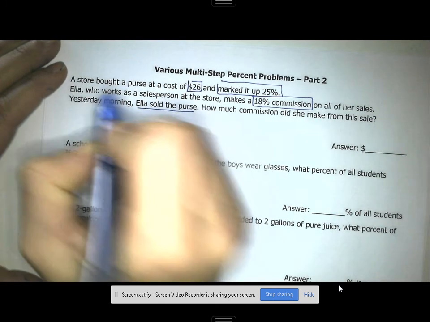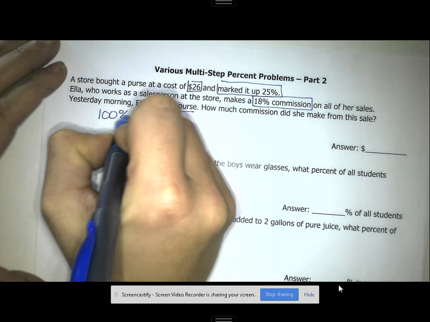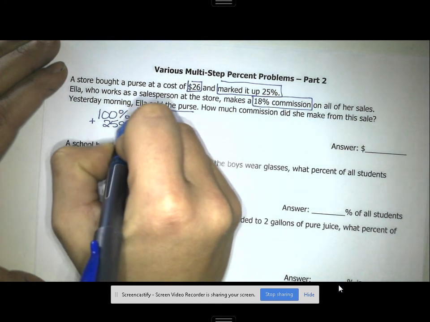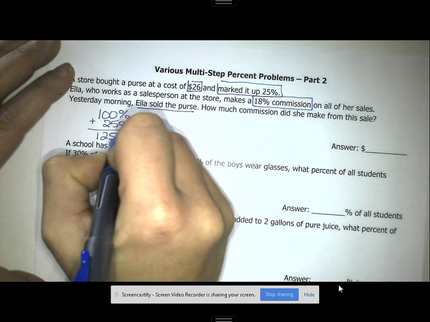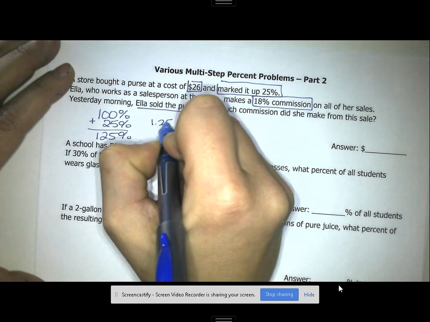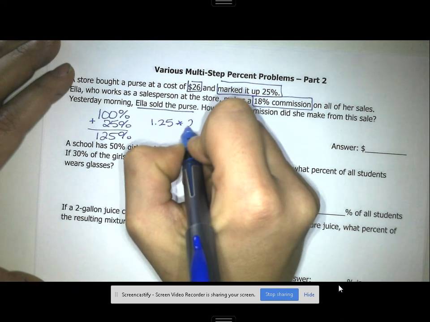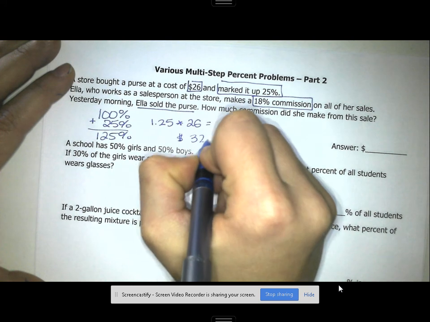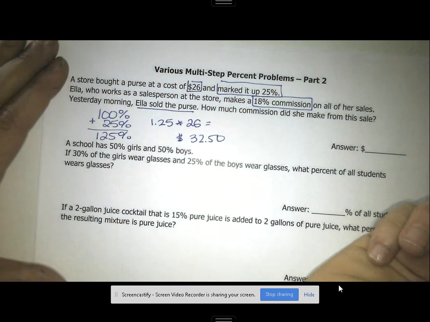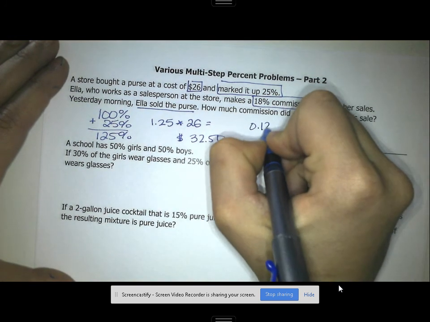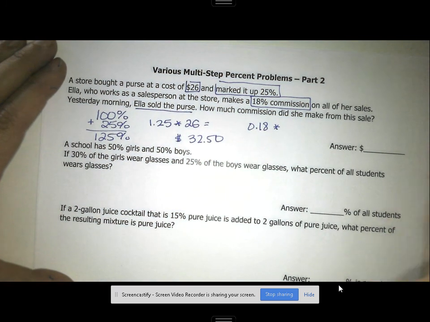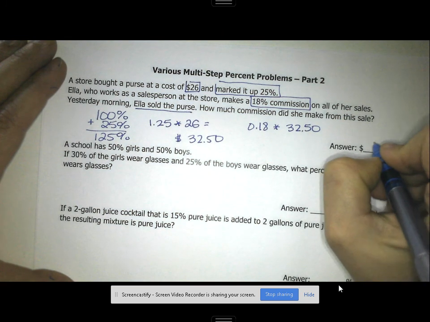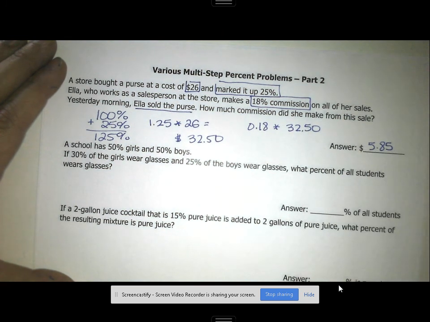So the store takes 100% of the wholesale price and they mark the wholesale price up by 25% to make the retail price. So customers have to pay 125% of the $26 wholesale price. And when I multiply that out, I get $32.50. Then Ella makes 18% of everything that she sells. So if she sells the purse for $32.50, then Ella gets to keep $5.85 for her commission.